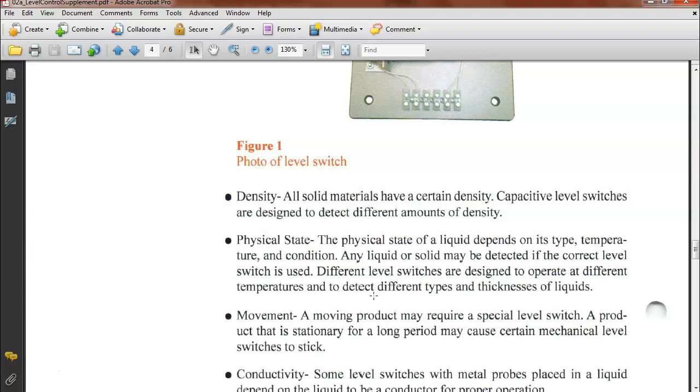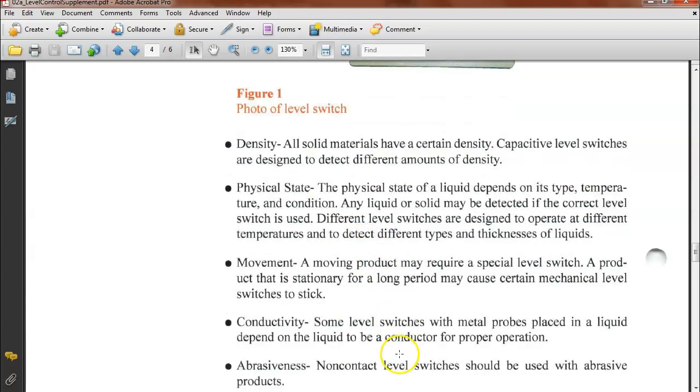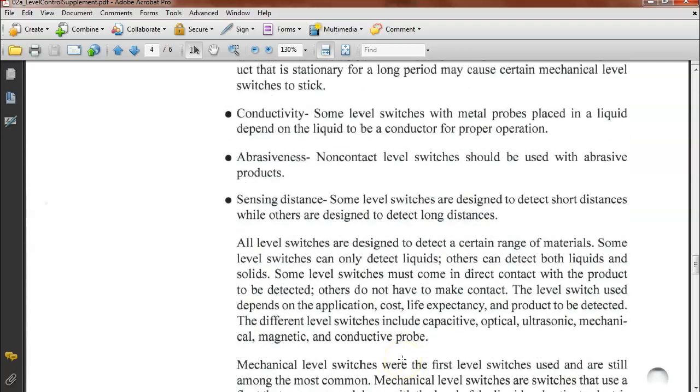It doesn't mean we can't do that. It just means we would have to compensate for that, right? Abrasiveness. If we have a sensor that gets inside something that's very abrasive, it can literally tear the sensor up, right? You understand? So we may try to use some type of non-contact sensor, like a capacitive sensor or something like that. And of course, how far do we need to sense?